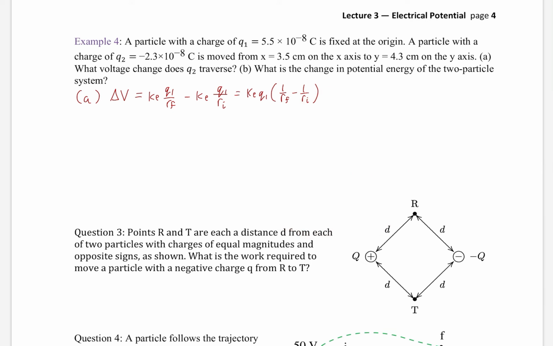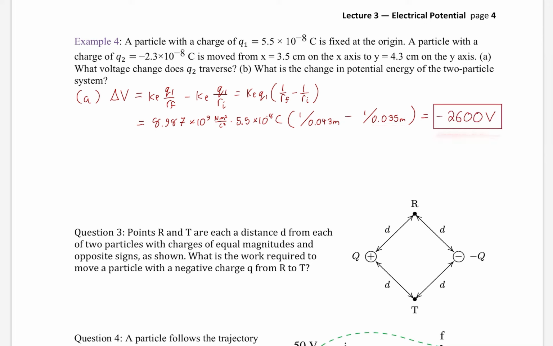All right. So in that case, I can just plug in the values of my final being 4.3 centimeters, converted to meters, and then the initial being 3.5 centimeters converted to meters. All right, plugged in my other numbers, and there we have it, a change in voltage of negative 2,600 volts. Wonderful, okay?